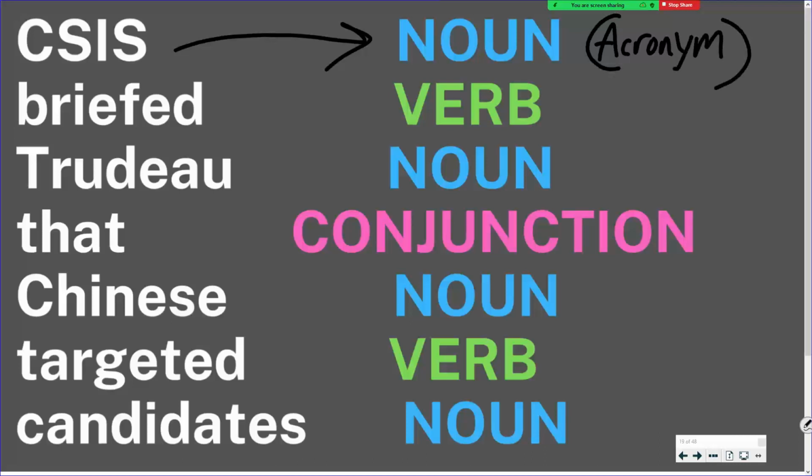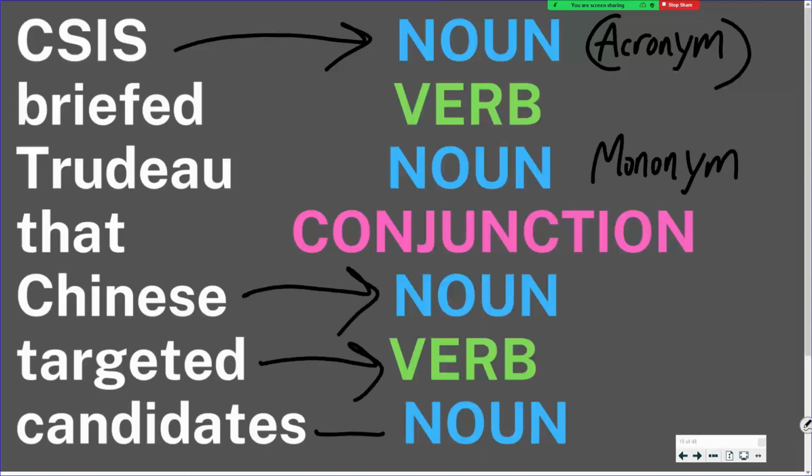So what did they do? They briefed Trudeau. Again, that's a mononym, a one name. We don't need to say Justin Trudeau. We know we're talking about the Prime Minister of Canada. All we need to do is say Trudeau. CSIS briefed Trudeau that. In this case, that is a conjunction that combines the first three words with the next ones. Chinese targeted candidates, right? So the Chinese, that's a noun, refers to the whole country. What did they do? They targeted candidates.